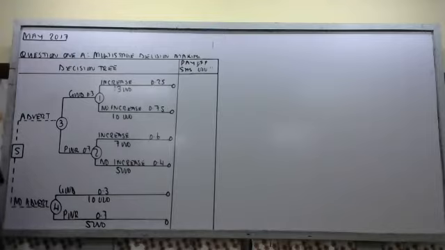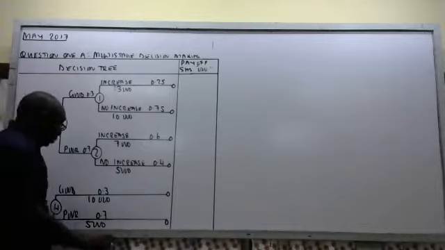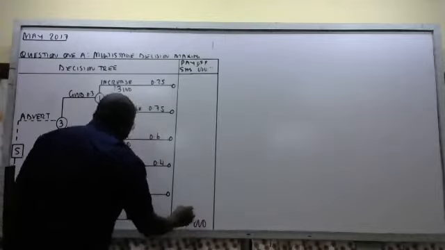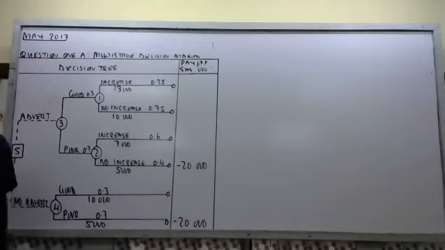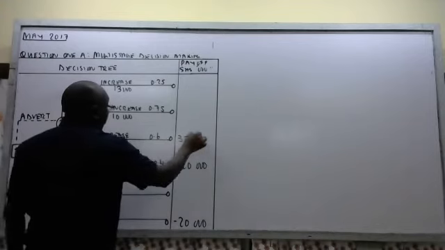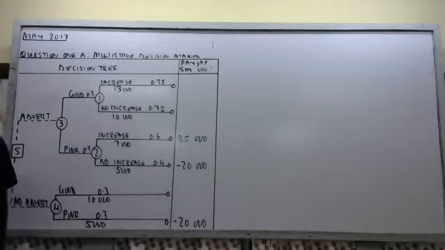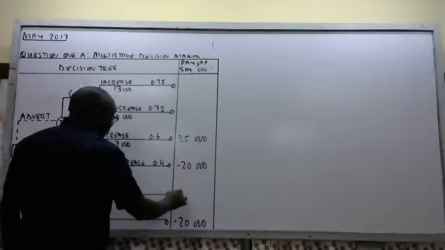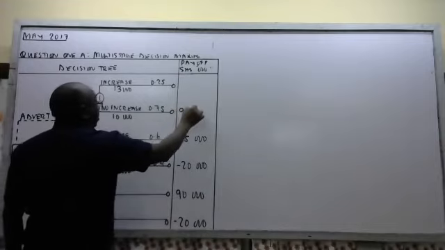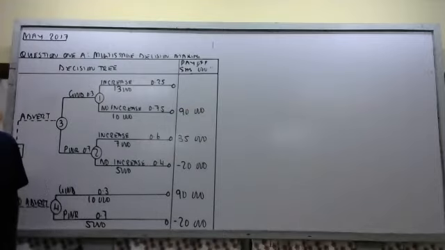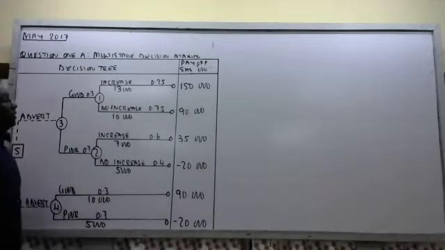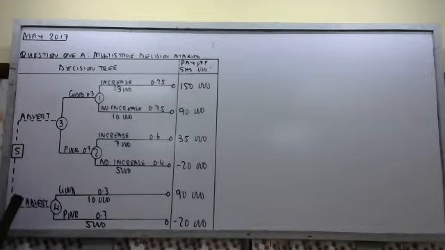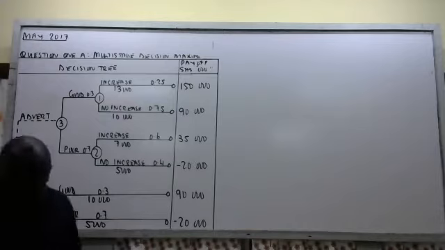Where we are selling 5,000, the payoff is minus 20,000. Where you have 7,000, the payoff is 35,000. And where you have 10,000, it is 90,000. And then 13,000 is 150,000. So get to that point, and when you are there, let me know you have finished. Type the word finish.